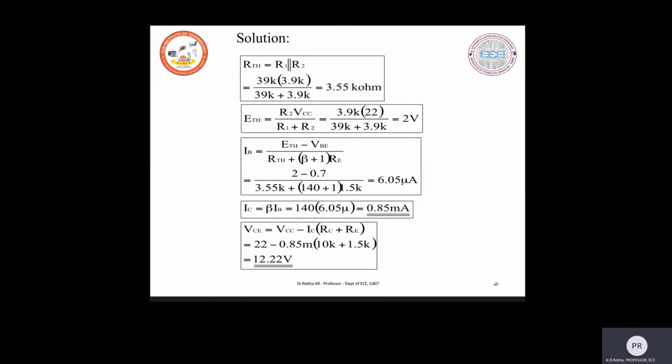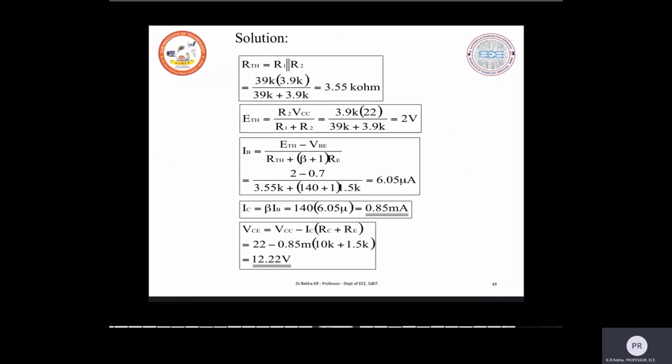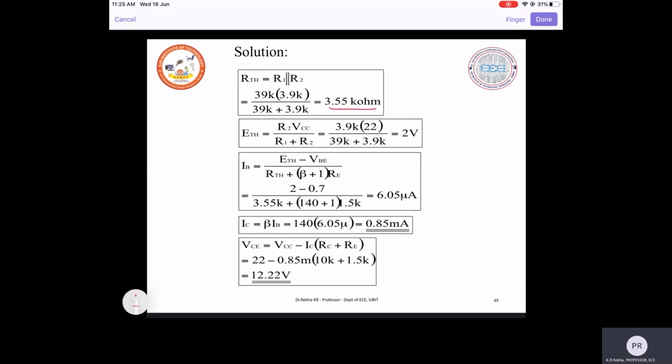So we know from the circuit RTH is equal to R1 parallel with R2, which is 39K times 3.9K divided by 39K plus 3.9K. You will get the answer as 3.55 kilo ohm. So ETH is equal to 2 volts and IB is 6.05 volts, and IC we know is beta times IB.